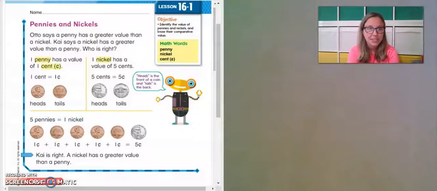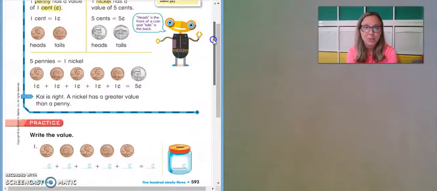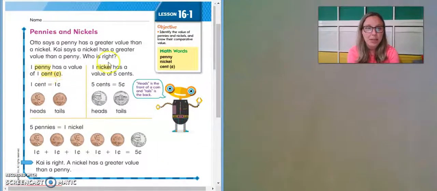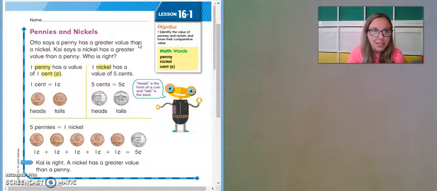So if you open up your math books today, we are going to be on chapter 16, lesson 1. It begins on page 593. And up here at the top it says pennies and nickels. And Otto says that a penny has a greater value than a nickel. And Kai says a nickel has a greater value than a penny.